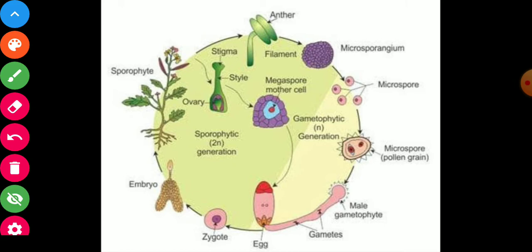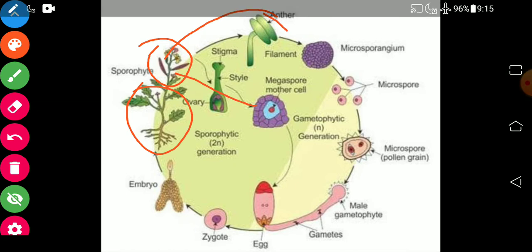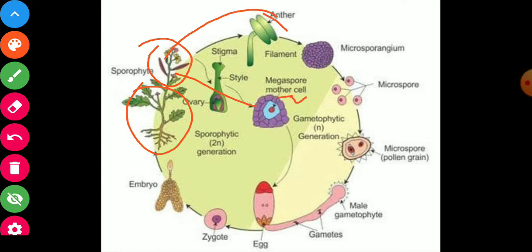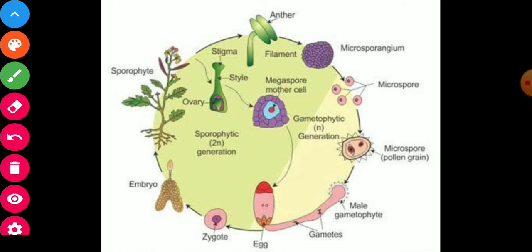The main plant body is sporophyte, on which the gametophyte stage depends, and this gametophyte stage produces gametes. This is N, the haploid stage, and this is the diploid stage, 2N, double the number of chromosomes. So haploid and diploid stages of life are there, so they show alternation of generation. This diagram also shows the alternation of generation.